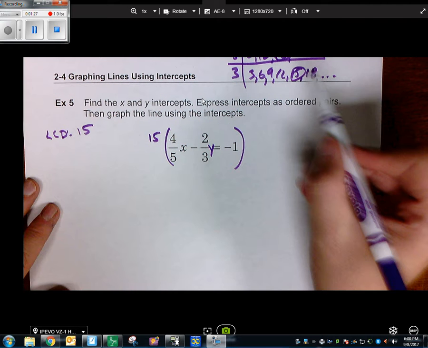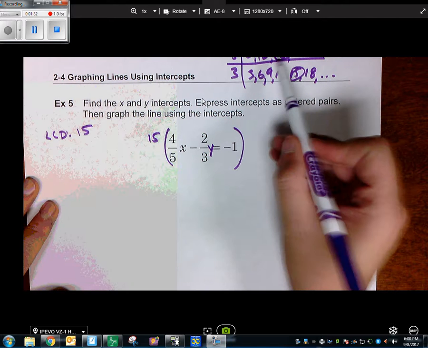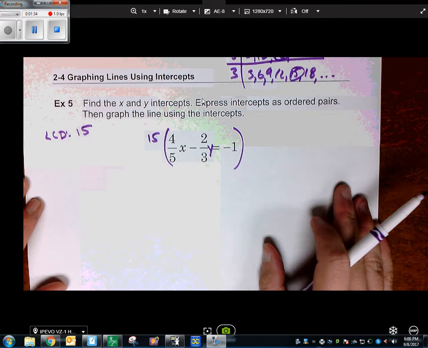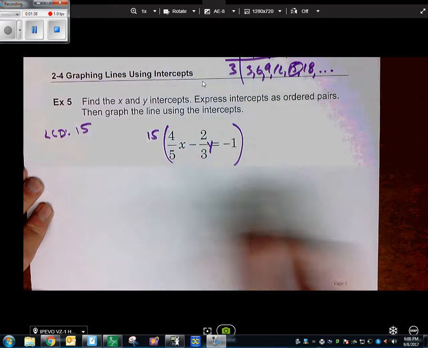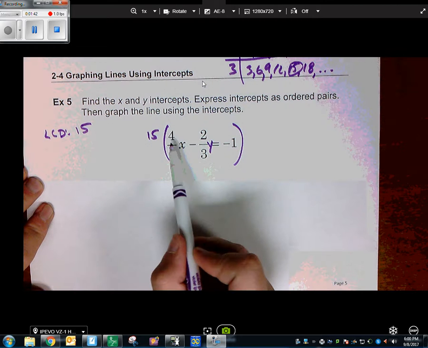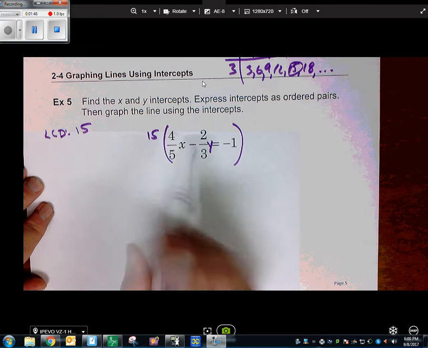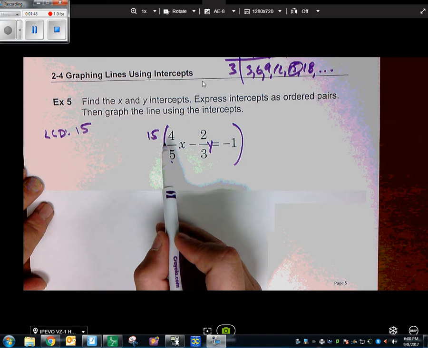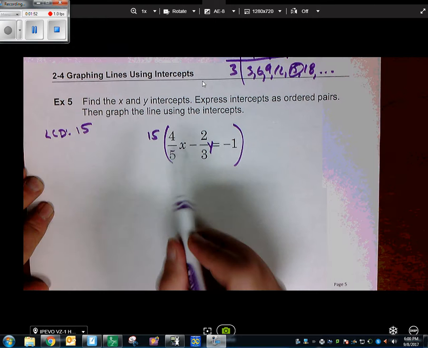I'm running on fumes. It's 15, okay? That would be the LCD because it's the first number that's the same in both lists. All right. We're going to multiply through by 15, and what I recommend we do is divide first, then multiply, not multiply first, then divide. Can you multiply first? Sure, but why would you want to work with 60 when you can divide by 5 and work with 3? That's much better, right?